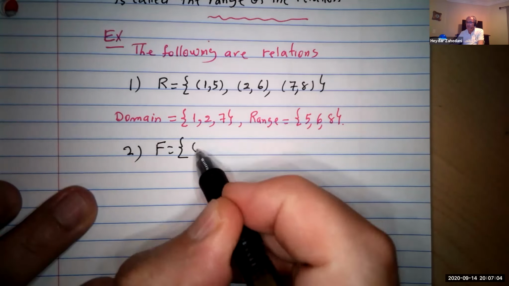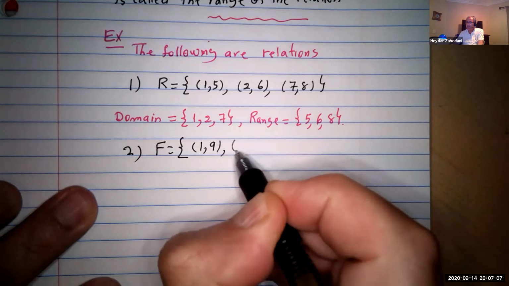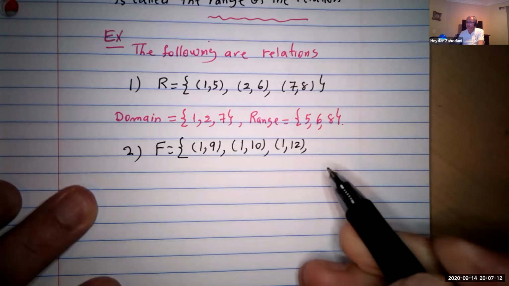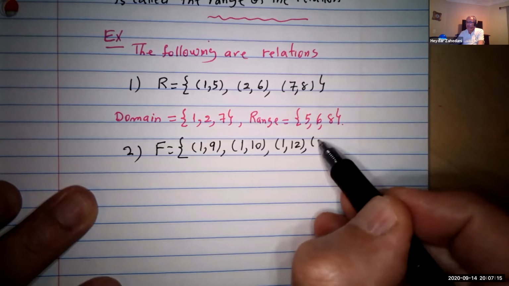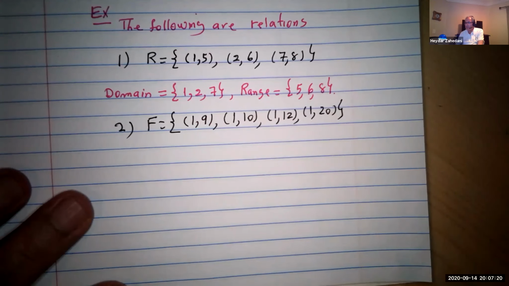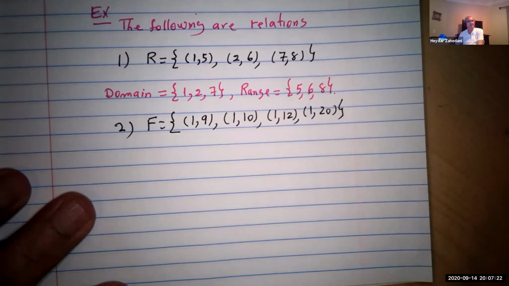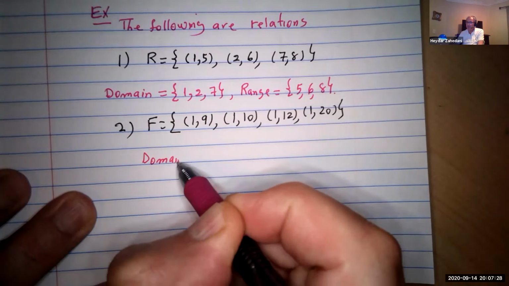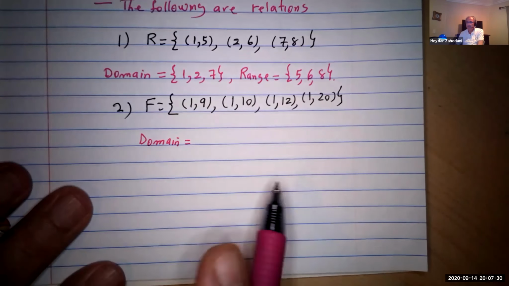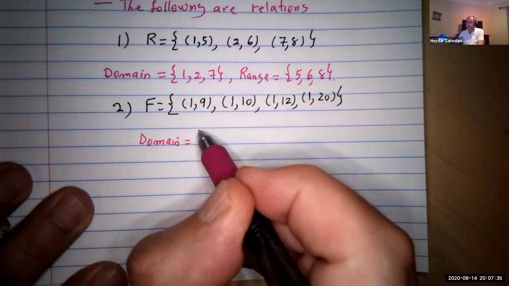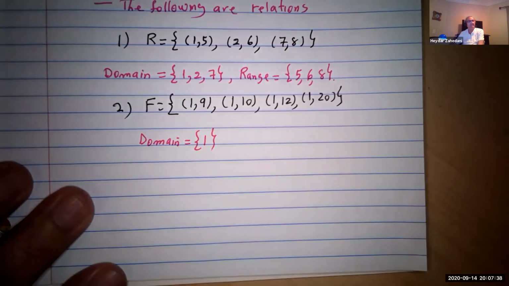This one is going to be, how about 1 and 9, 1 and 10, 1 and 12. Okay, that's the one. Let's say 1 and 20. Look at this relation. A relation is a collection of numbers, a collection of ordered pairs. So what's going to be the domain of this relation? The domain is the first component. The first components are all 1. So you're not going to repeat it. You just pick one of them. Just 1. Okay, this is going to be the domain.